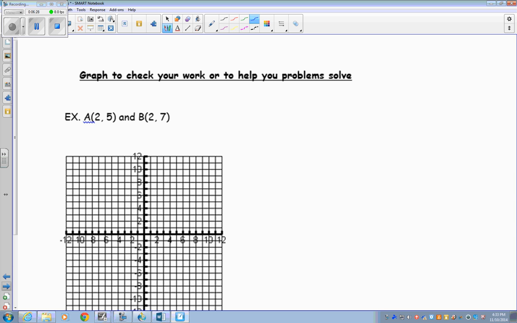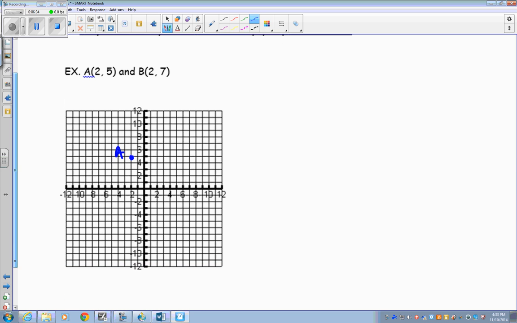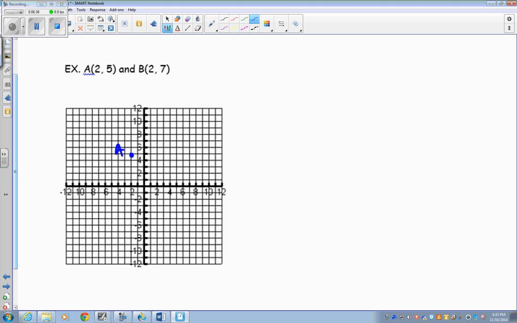So we knew that A was at 2, 5, which is here. Here's my A. And B was at 2, 7, which was right here. Sorry, 2, 5 here and 2, 7 here. So there's A, B. Alright, there's your segment.